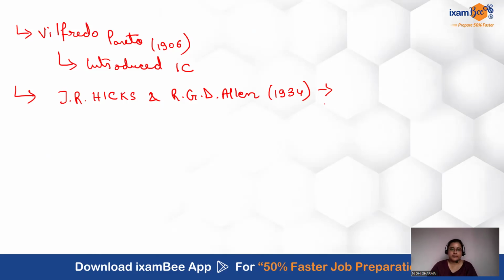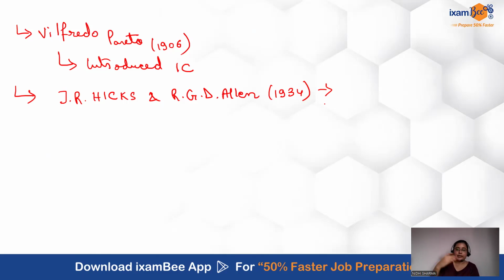Then we have transitivity of preferences. That means suppose apple is preferred over mango and mango is preferred over banana. That means apple is preferred over banana. This is what we know as transitivity of preferences.